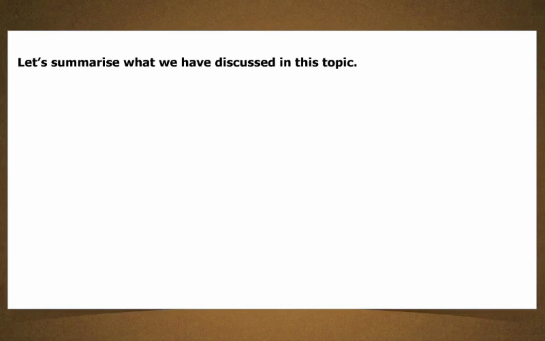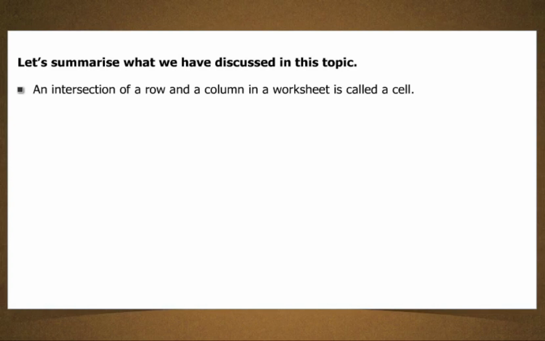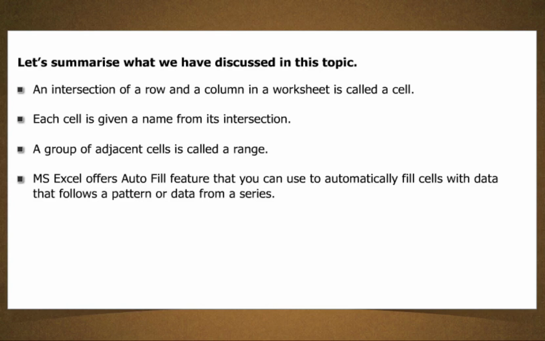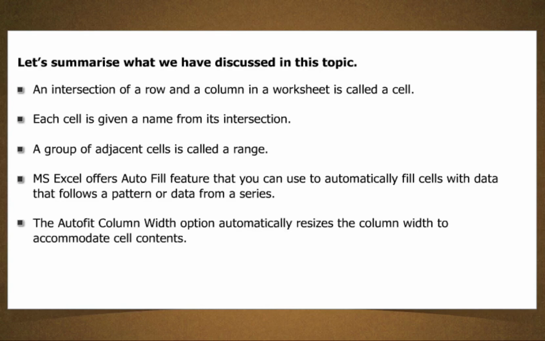Let's summarize what we have discussed in this topic. An intersection of a row and a column in a worksheet is called a cell. Each cell is given a name from its intersection. A group of adjacent cells is called a range. MS Excel offers autofill features that you can use to automatically fill cells with data that follows a pattern or data from a series. The AutoFit Column Width option automatically resizes the column width to accommodate cell contents.